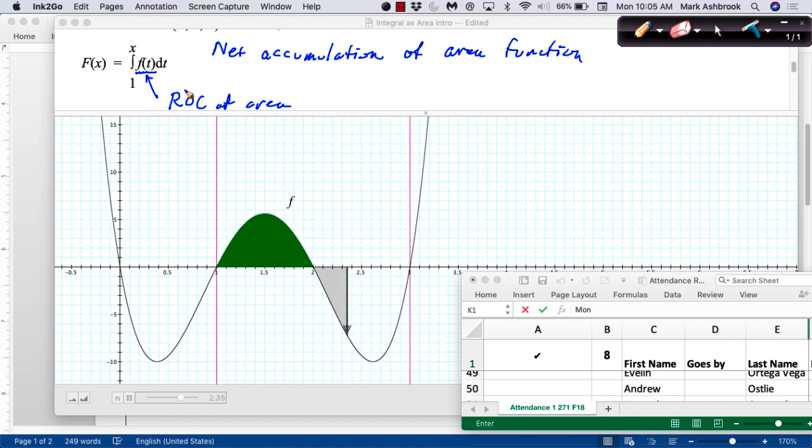So is this function then accumulating area? Is it really accumulating area? So what's happening to the accumulation function now? Increasing. What about now? Still increasing. Still increasing. What's happening to the accumulation function now? Decreasing. Is the area decreasing? Are we getting less area?